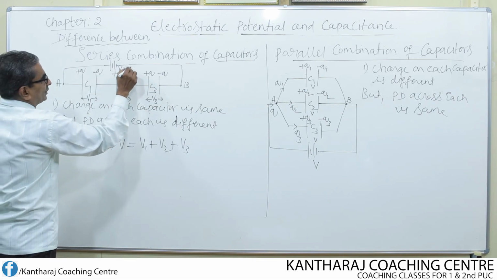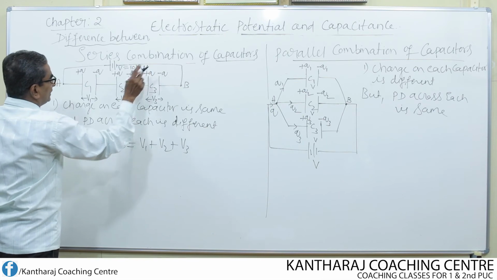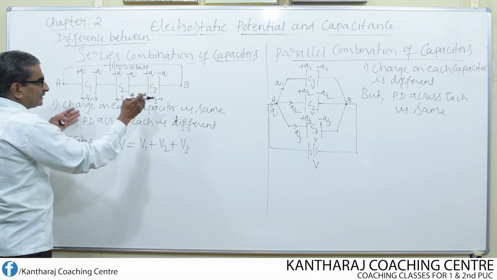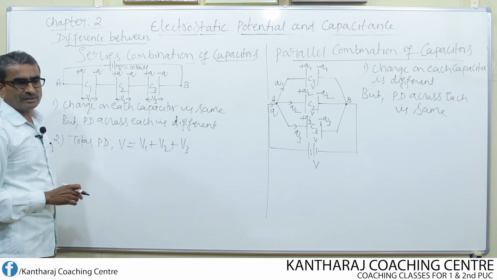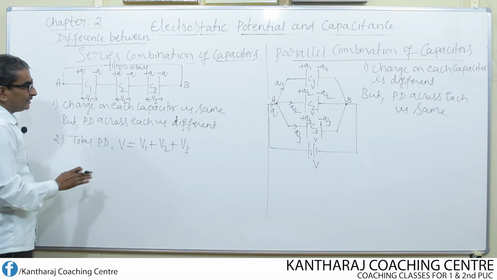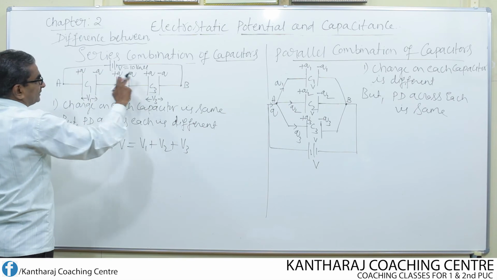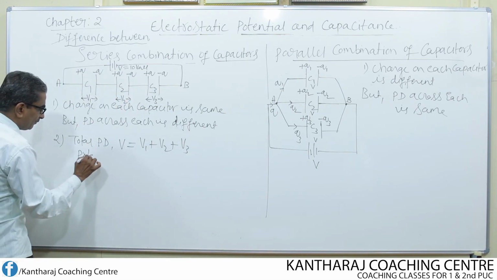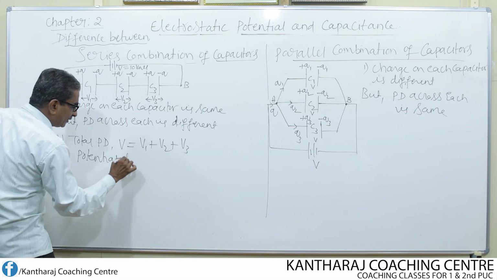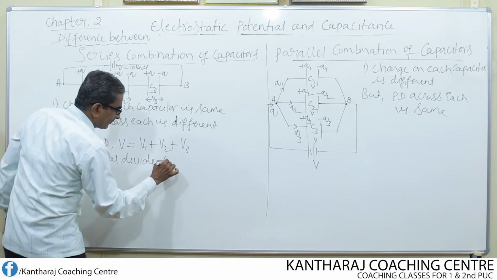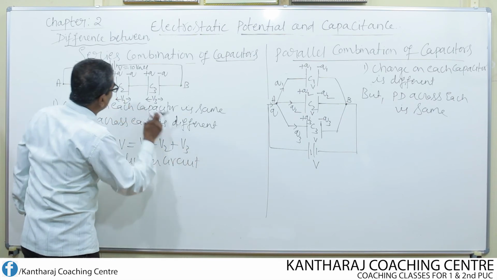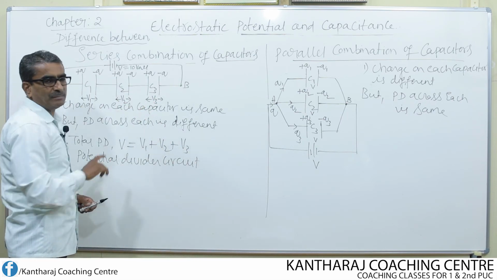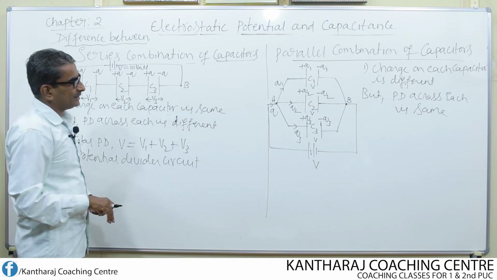Suppose if V equal to 10 volt, then V1, V2, V3, if I add all three potential differences, it turns out to be equal to 10 volt. So that's the meaning of this. Therefore, we call this series combination a potential divider circuit, because it divides the total potential into different potentials depending upon the number of capacitors.